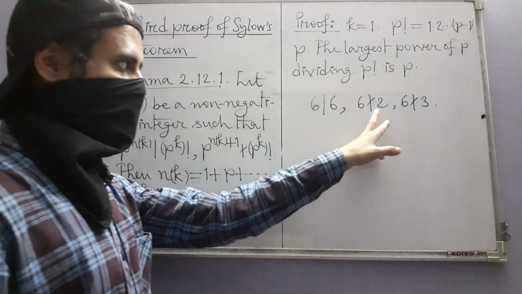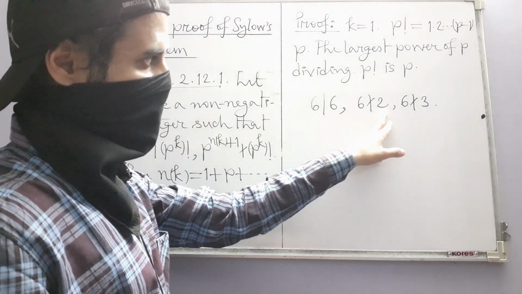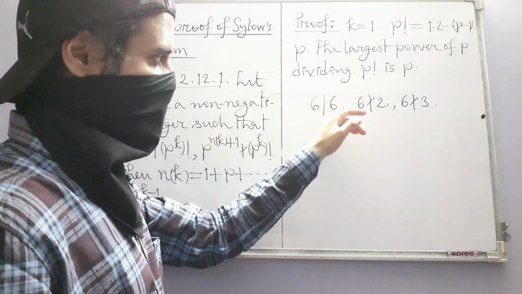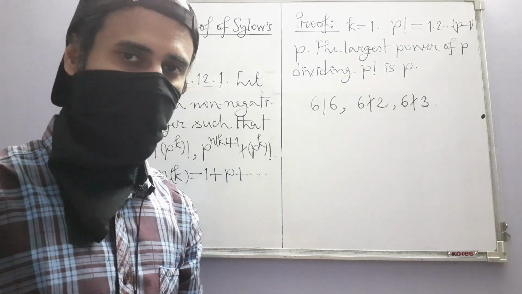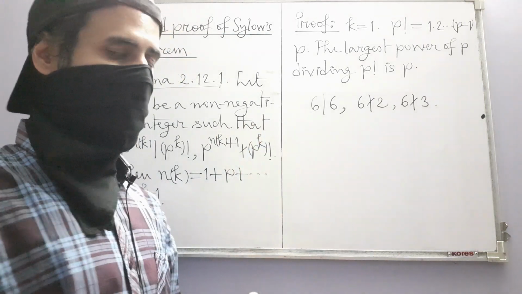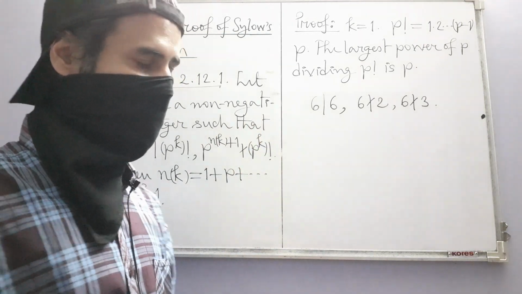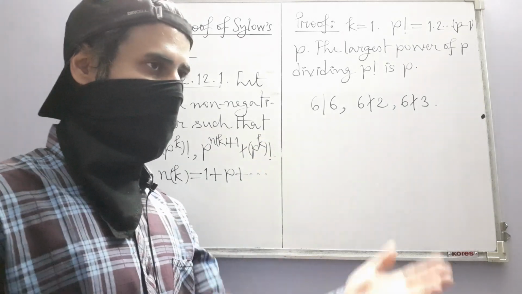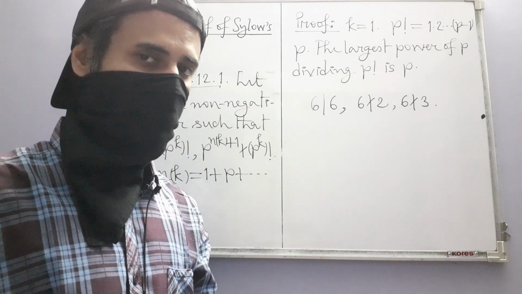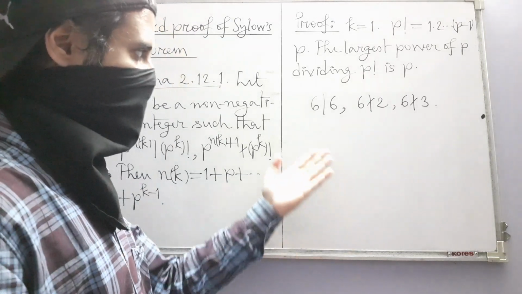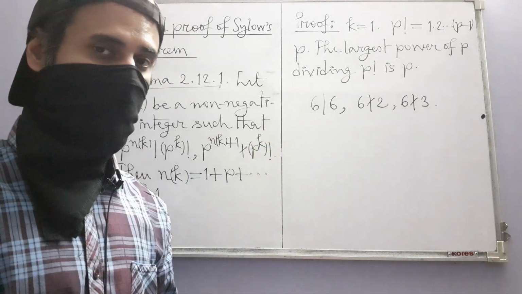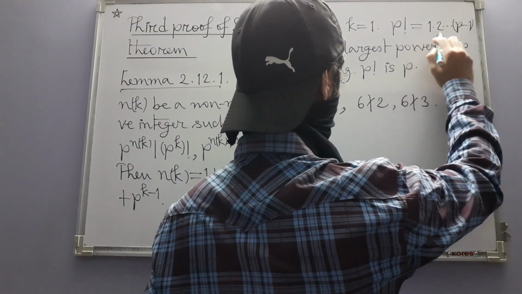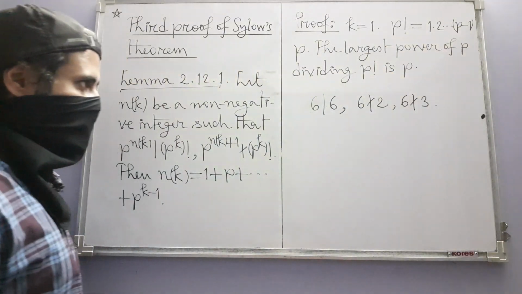So you see, 6 is neither dividing 2 nor dividing 3, but 6 divides their product. This does not happen for a prime number. When you have a prime number and it divides the product of 2 or any number of integers, it has to divide at least one of them. So that is why no p is going to come from here.